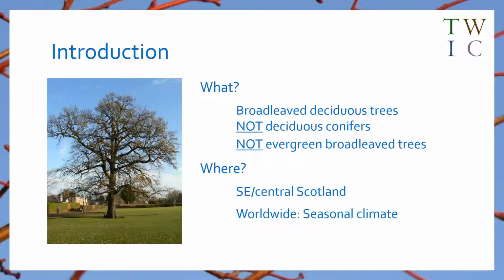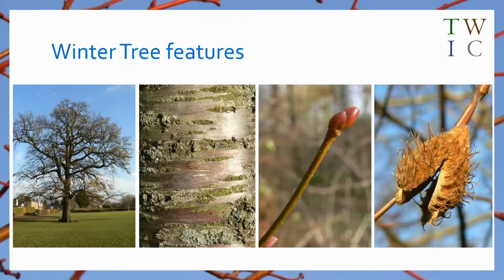So some of the features that you can see in winter include bark, colour and patterns, which can be useful when you're looking at identifying tree species. The overall form of the tree can be really useful as well, but it's not always reliable. The form can vary depending on its situation. Out in the open, it may have a broader form than in a woodland where it's competing with other trees. In that sort of situation, you tend to get a much narrower form than when it's out in the open.